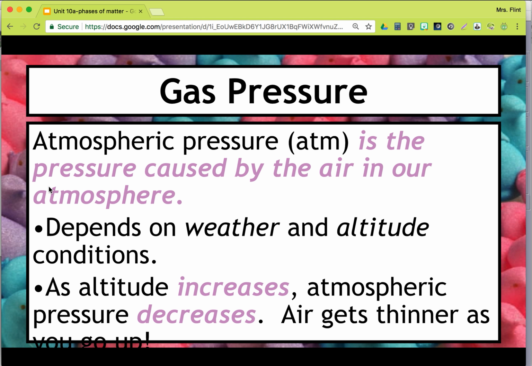Commercial airplanes will pressurize the cabin so that the pressure is similar to what's at ground level, but usually it's not going to be exact. You can't travel in the cargo hold of an airplane unless it's a special one, because the air pressure in the cargo hold is going to be less, and so you're not going to survive very well with the lower air pressure.